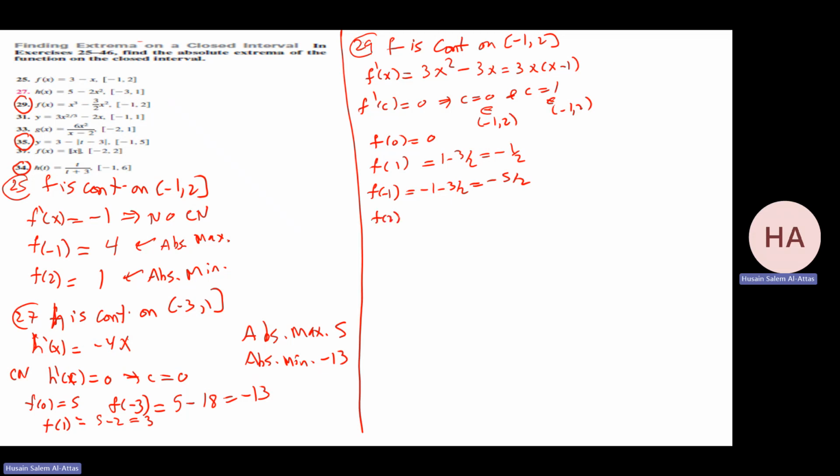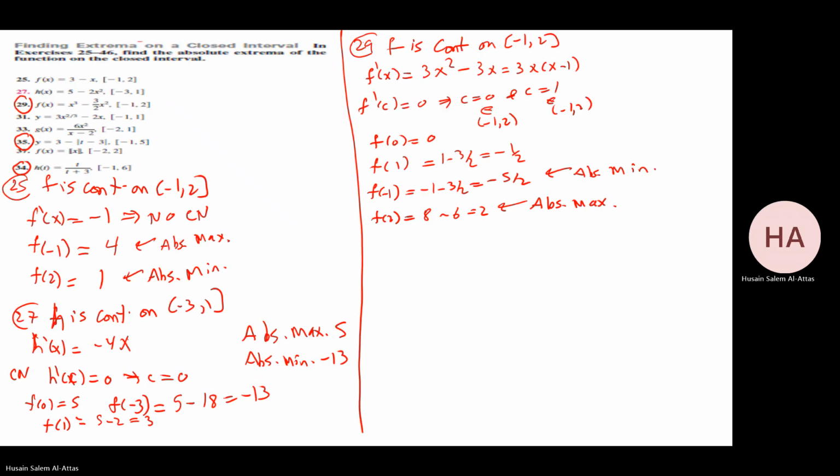f of 2 will be 8 minus 6, which is 2. So this is absolute maximum. And this is absolute minimum. Oops, this is absolute minimum. Okay, 31.